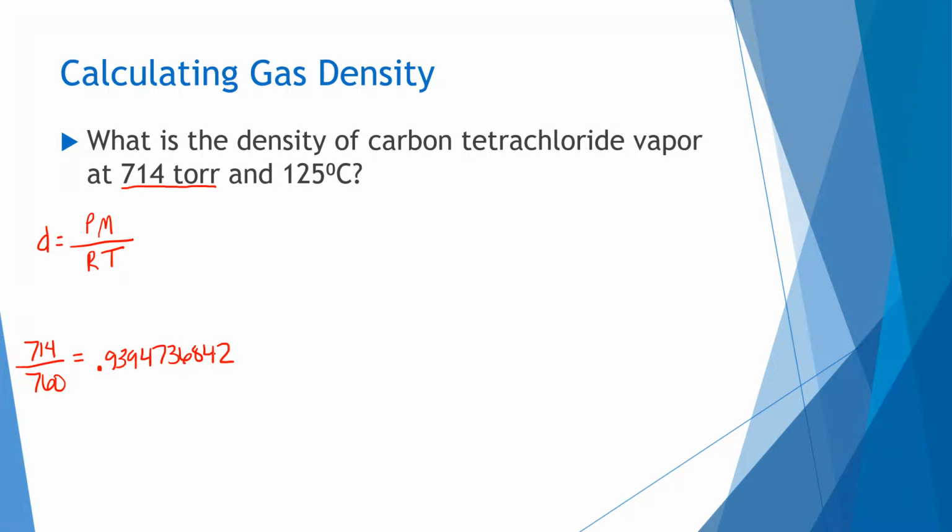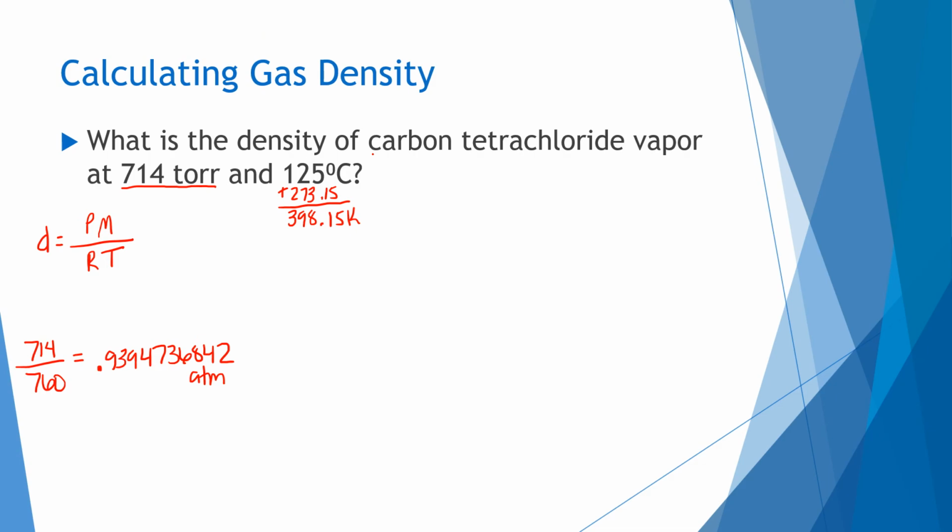Then we're going to look at our temperature. Our temperature right now is in Celsius, but we need to get it into Kelvin. So we're going to actually add 273.15. When we do that, our temperature actually comes out to be 398.15 Kelvin.